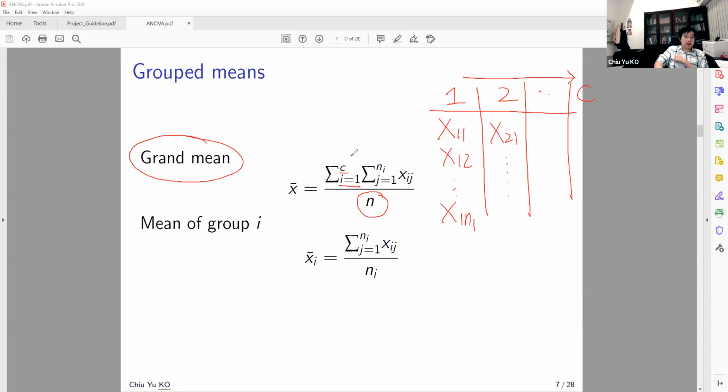Maybe I'll use another color. You are rolling in this direction, going from 1 to C. What you're doing is going from the first observation in group i until the end of the group. You go in this direction. You add each observation and divide by the total number of observations.